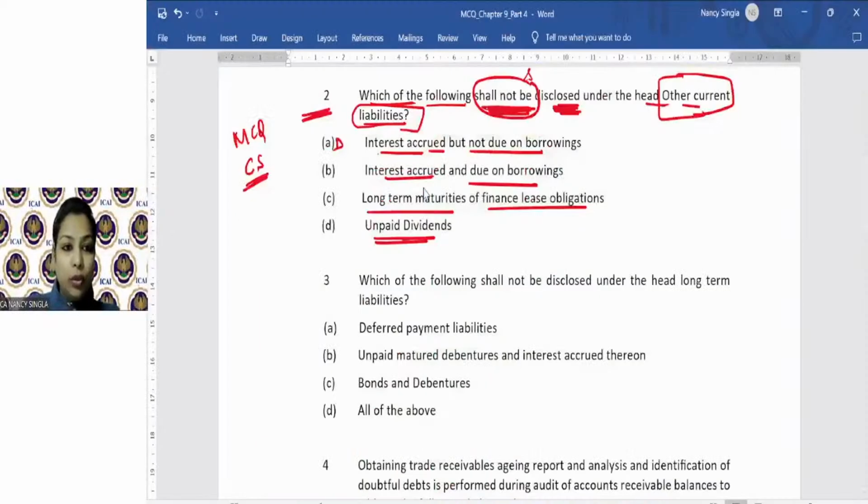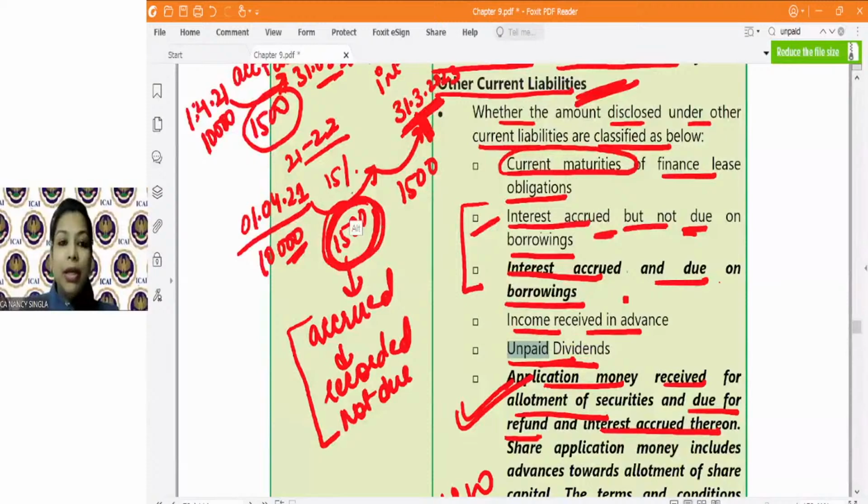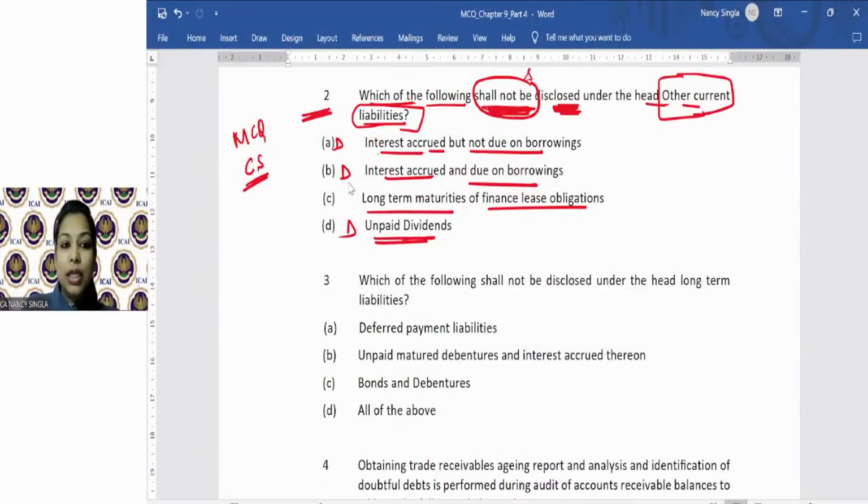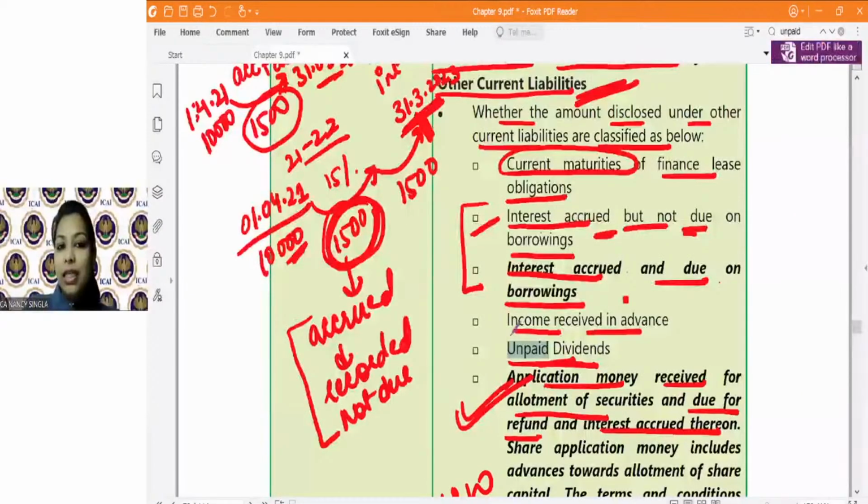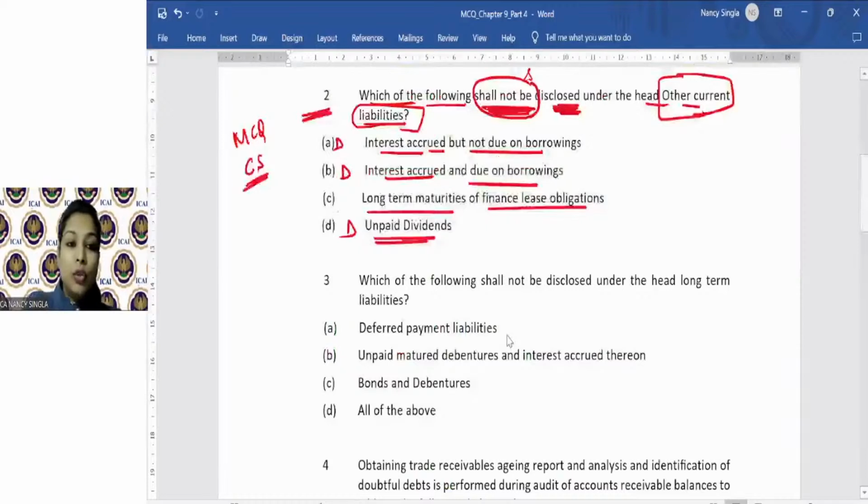Interest accrued and due on borrowings. So this point also has to be disclosed. And unpaid dividend is also coming, so this also has to be disclosed. This point you will see is not there anywhere. Okay. So now tell me. So the answer is C, which all of you except for two students. Now I can see that two answers are incorrect. So tell me, where are these shown?